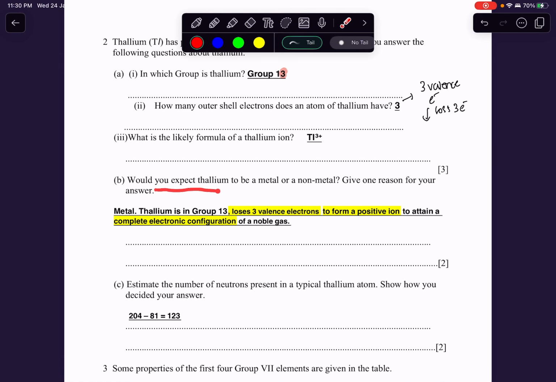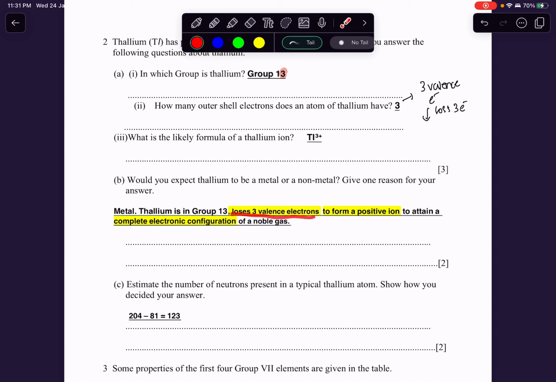Next, do you expect thallium to be a metal or non-metal? Give one reason for your answer. A lot of you managed to say metal, but you didn't explain well. You can say that thallium is in group 13, but remember, in group 13 we have metalloids, and further down in group 13 you cannot conclude because of the metalloids. So in this case, you have to explain back to the formation of the ion.